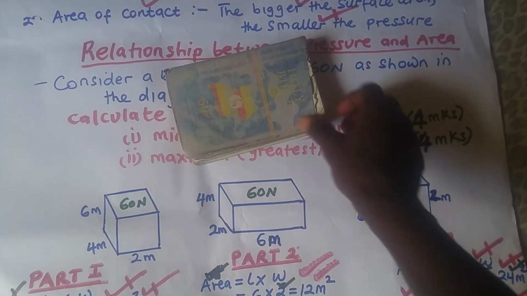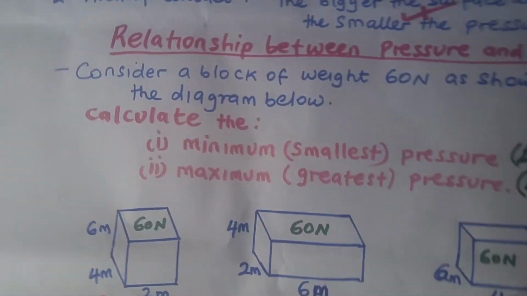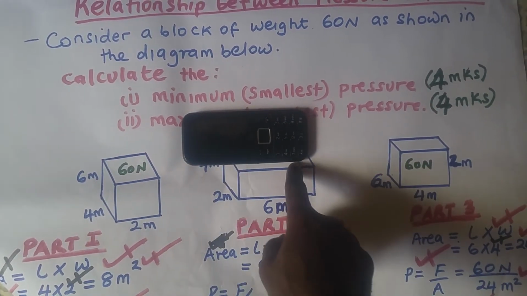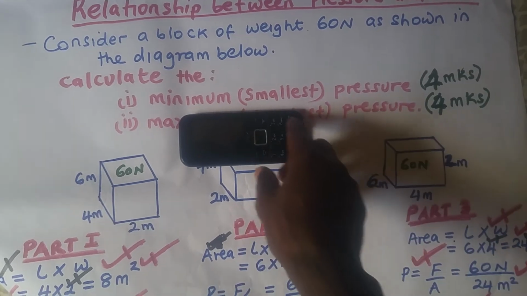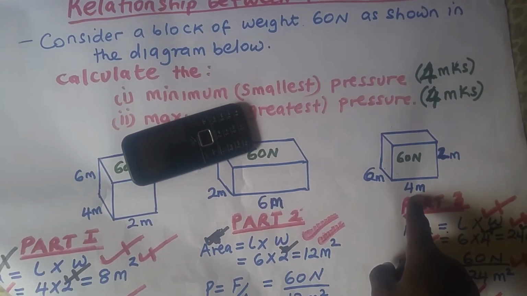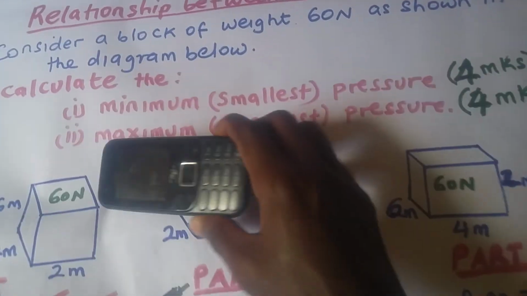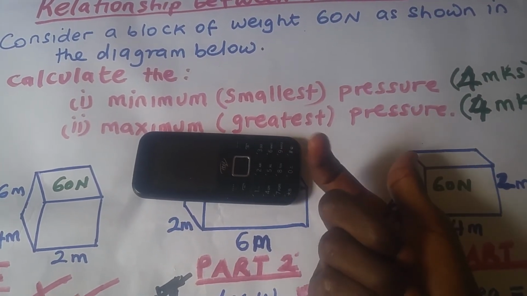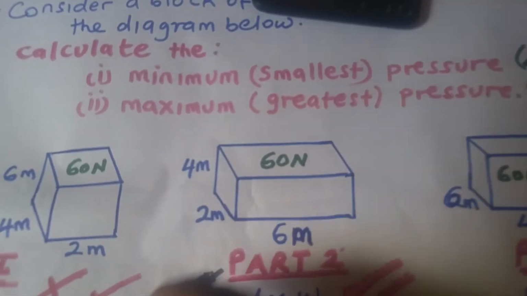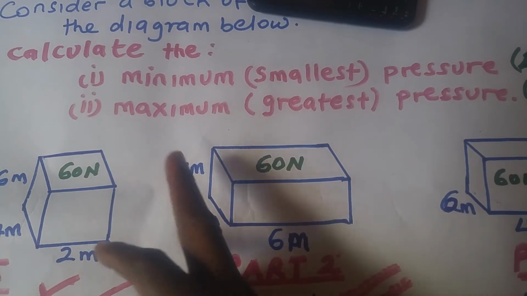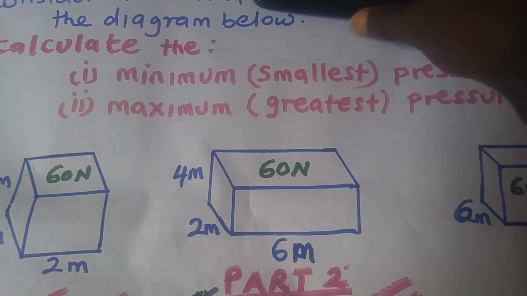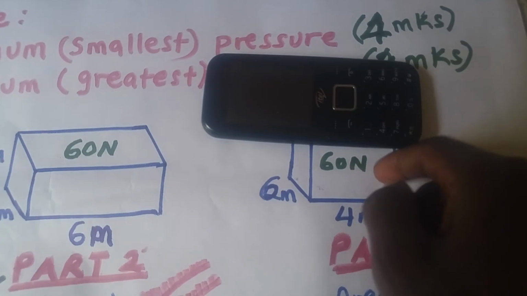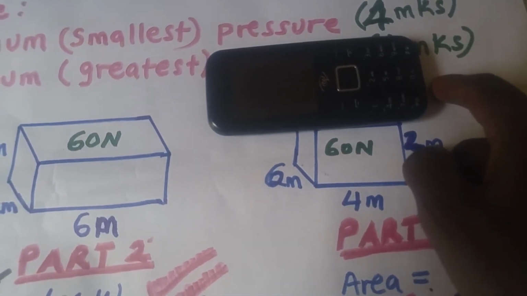Or I could still use another one. Let me use my small phone here. Supposing this side is 6 meters, and then this side is 4 meters. This phone has the length, the width, and the height. Supposing the length is 6 meters, the width is 4 meters, and the height is 2 meters. When you put this phone like this, the length is 6, the width is 4, and the height is 2.